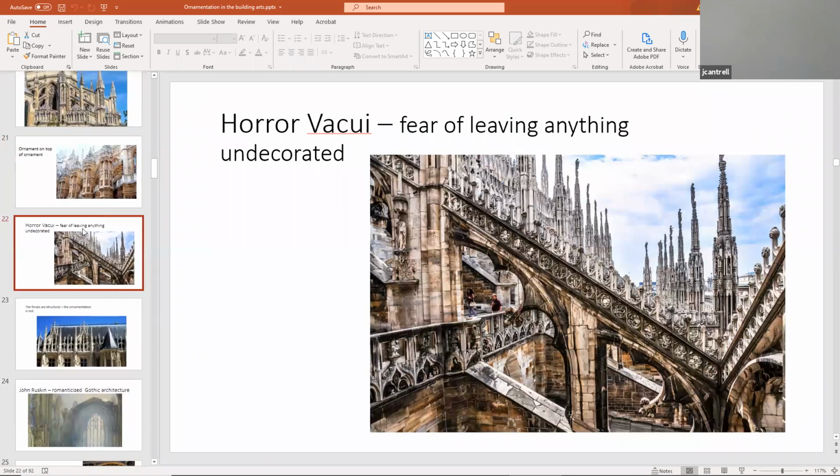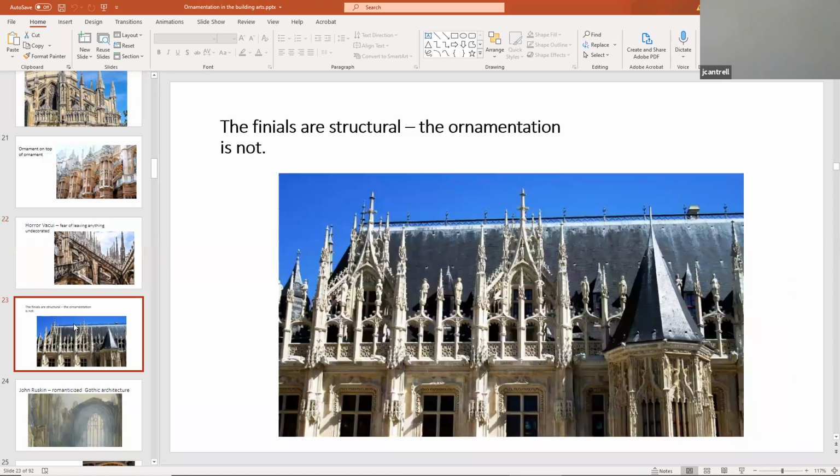So in Gothic architecture, we have a wonderful term. It's called horror vacui. It means fear of leaving anything undecorated. Pretty much every square inch of this facade, well, these flying buttresses, there is carving and detail on everything. It's an incredible sort of landscape of details, crenellations, and finials. The same thing with this typical French Gothic facade: there's tracery and flying buttresses, but of course the buttresses and the tracery are ornamented with all these incredible decorations.